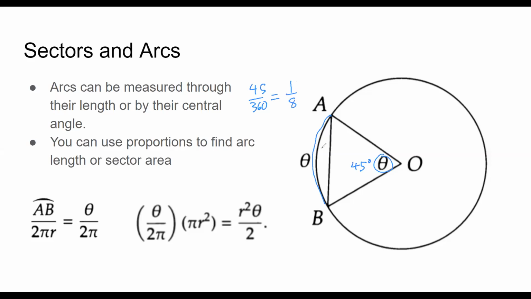So if we wanted to find the arc length, what we could do is find the circumference times 1/8. And if we wanted to find the area of this sector, we could do pi r squared times 1/8. So here are the official equations, but try not to memorize them. I think it's easier just to understand how we're getting here.